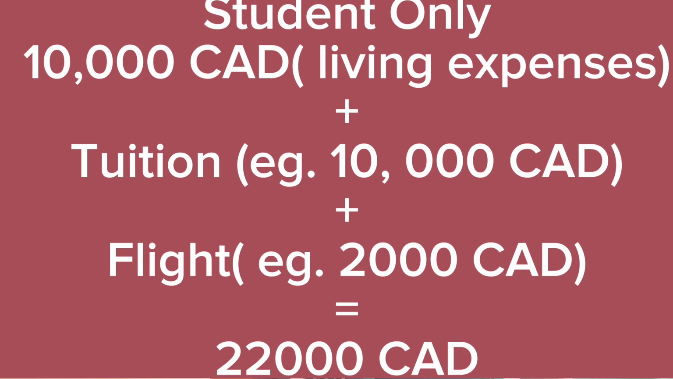You can go further to add your flight. So let's say your flight is going to cost you about 2,000 Canadian dollars. That's an example. So you need 10,000 for living expenses, 10,000 for your tuition, and then 2,000 for your flight, which gives you an amount of 22,000 Canadian dollars. What this means is that at the time you are doing your application, you should be able to prove to the visa officer that you have an amount of 22,000 Canadian dollars at your disposal. Are we okay? Okay, so let's move to the next scenario.